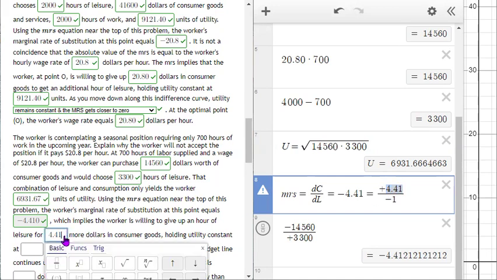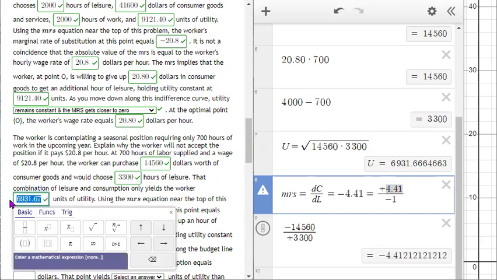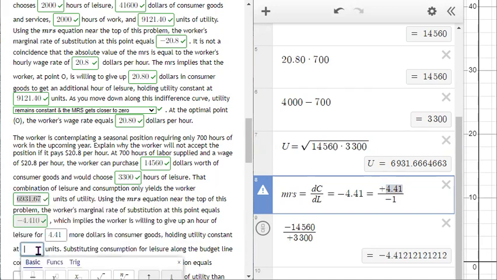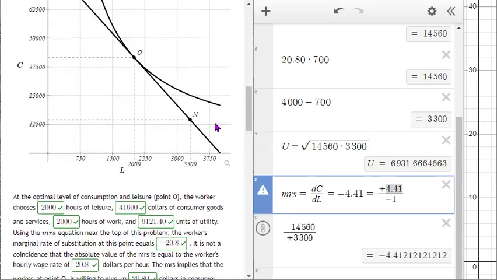So this says give up an hour of leisure to get 4.41 more units of consumer goods holding utility constant. And we're holding utility constant at this value we calculated earlier, along this indifference curve. You gotta realize there's a new indifference curve here, and it passes through point N, and then it passes through some point up here.